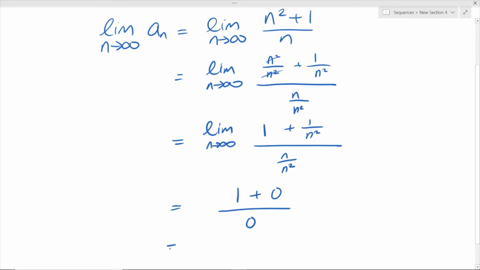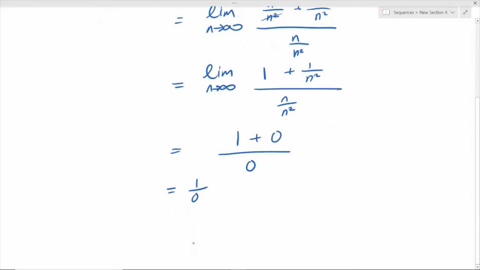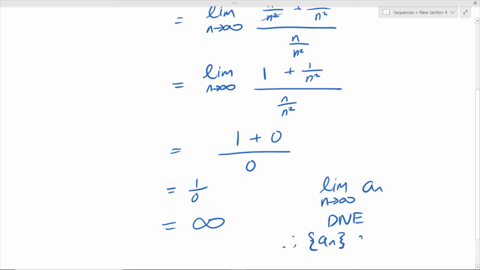Hey, look, we get like 1 over 0, which means the limit does not exist. It's going to go to infinity, so the limit does not exist. And since it does not exist, that means our sequence diverges. And that's it.